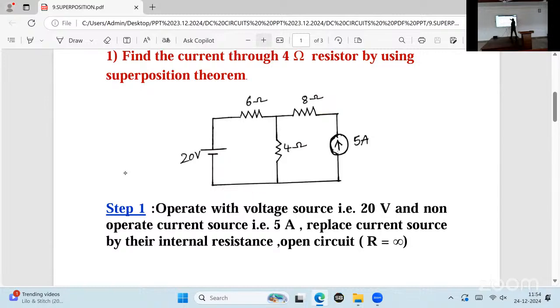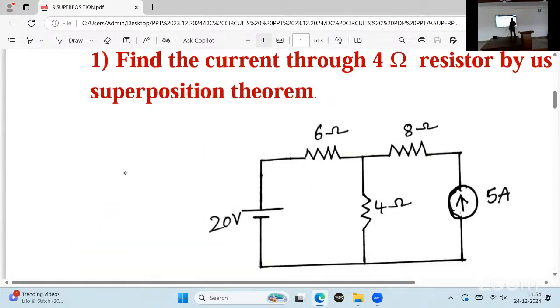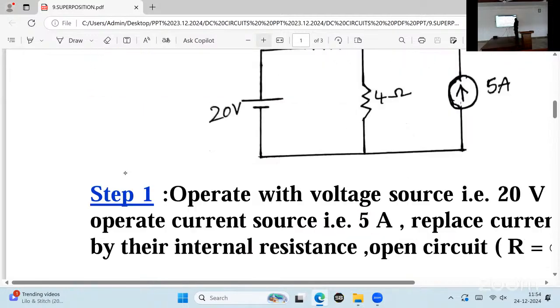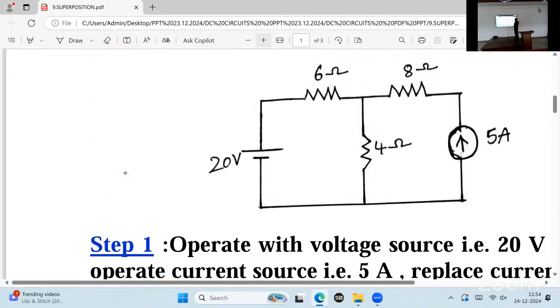Draw the diagram. Find the current through the 4 ohm resistor by using the superposition theorem. 20 volts, 5 amperes, 6 ohms, 8 ohms, 4 ohms.